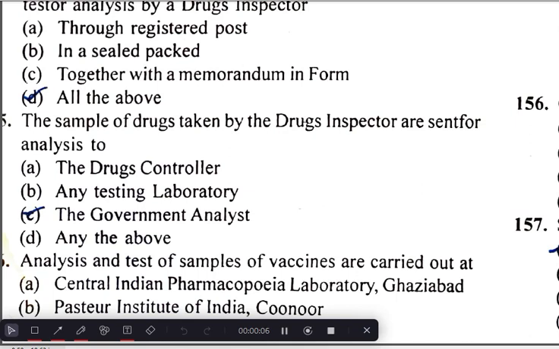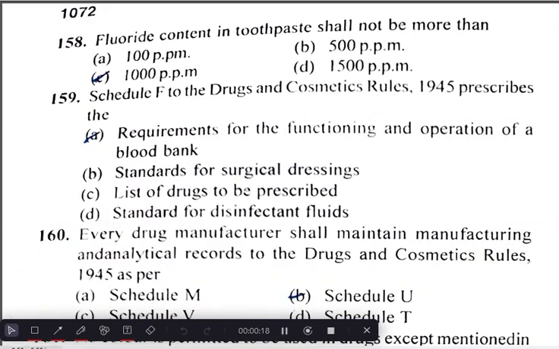So this sample of drugs taken by the drug inspector are sent for the analysis to the government analyst. Analysis and test of samples of vaccine are carried out at this answer. You should tell in the comment box. Fluoride content in toothpaste shall not be more than 1000 ppm.